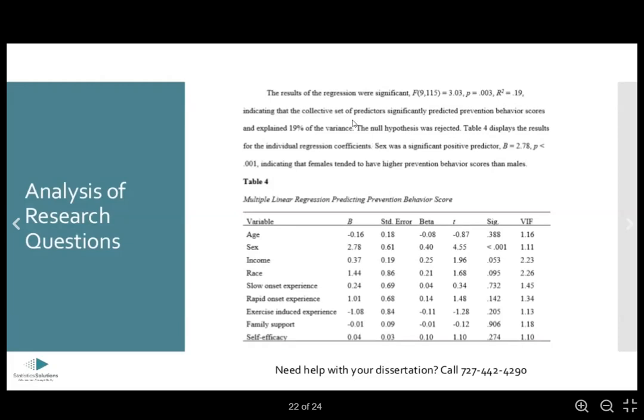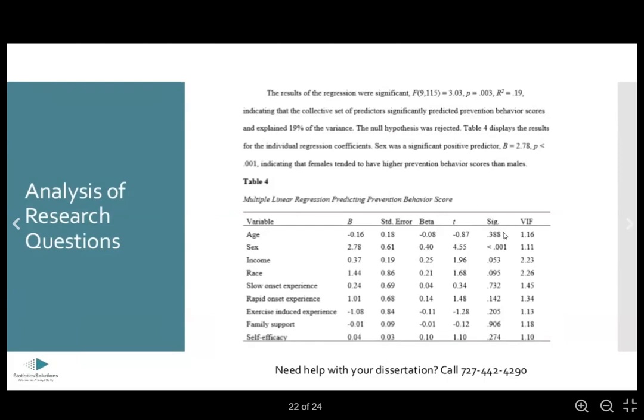So in this case, they had a number of predictive variables. These are the predictors here in the table. And these were predictors looking at the outcome prevention behaviors score. So maybe it was some type of scale that they used. So they're listing out each of the predictors and they're providing the relevant statistics for those predictors.